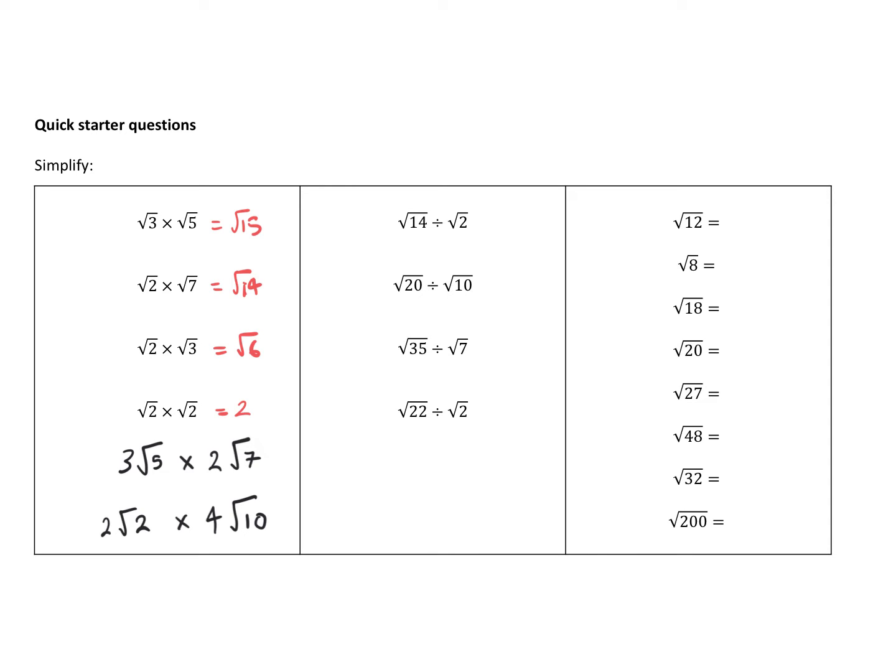But really, if it's the same surd multiplied by itself, e.g. root x multiplied by root x, you should go straight to x. That's the simplest possible result.